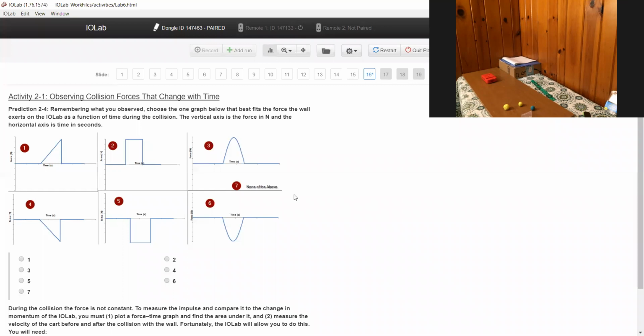Okay, while doing the prediction, force versus time. What it is asking is how much force is exerted on the IOLab by the wall during the collision, as a function of time during the collision. When it is going there, that's the time of the collision, and it goes up, that's the time of the collision. That side is the positive y-axis, obviously, and we are moving from double L to single L.